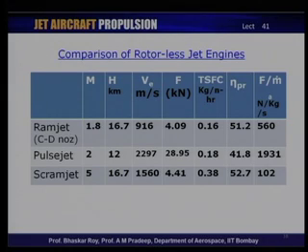However, the scramjet engine, which flies at very high velocities, does create a very high jet velocity, but its specific thrust is very low, and its thrust specific fuel consumption is high, which means that as an efficiency of the device, it is not a very efficient device for flying. So, on a comparative basis, we can see that various rotorless jet engines compare with each other, their propulsive efficiencies are lower than the turbojet and the turbofan engines that we have seen before.